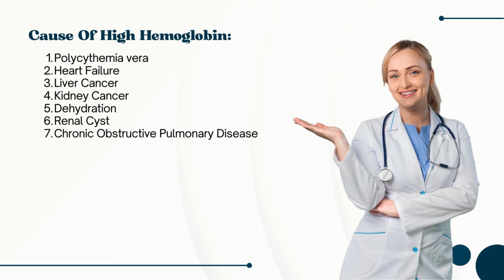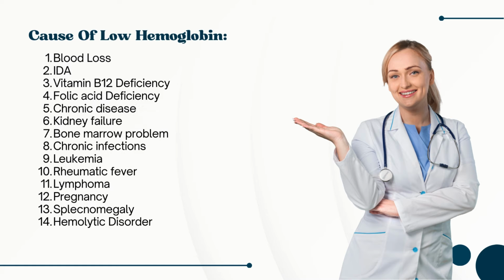Cause of high hemoglobin. Number 1, polycythemia vera. Number 2, heart failure. Number 3, liver cancer. Number 4, kidney cancer. Number 5, dehydration. Number 6, renal cyst. Number 7, chronic obstructive. Number 8, pulmonary disease.